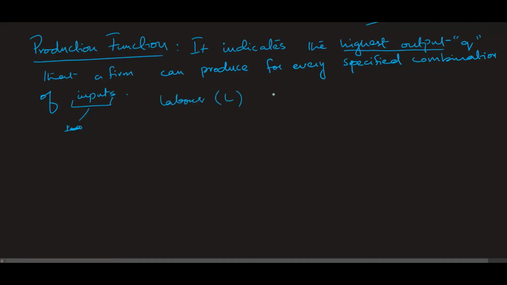Okay, labor, which is denoted by capital L, and the second type of input which we are going to discuss mostly is capital, which is denoted by K. For simplicity we are going to discuss just two inputs, labor and capital. So if this is the case, when we want to see the highest output given different combinations of labor and capital, we can denote this production function by this particular equation: quantity or output is equal to a function of capital and labor.